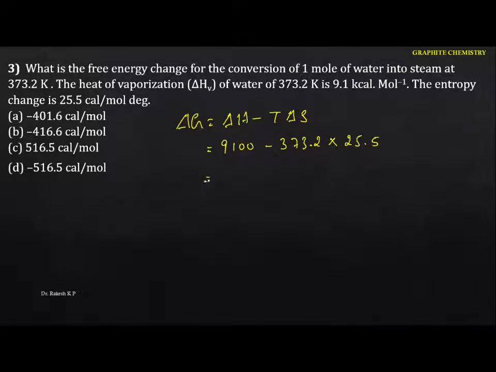Now if you do the calculations, the value of delta G that you are going to get is minus 416.6 calorie per mole. This is the direct equation. If you substitute that, you are going to get this value. Hence in this case the option is B. So next one.